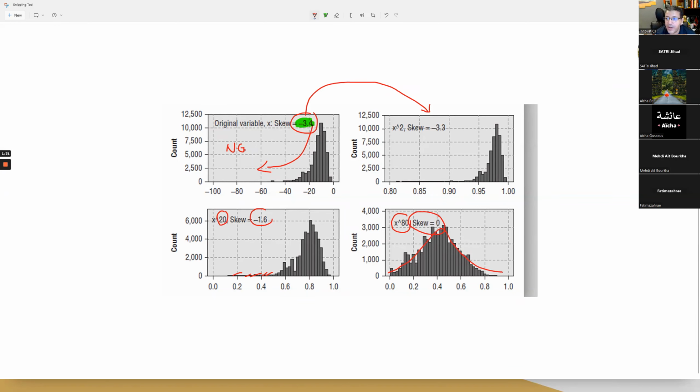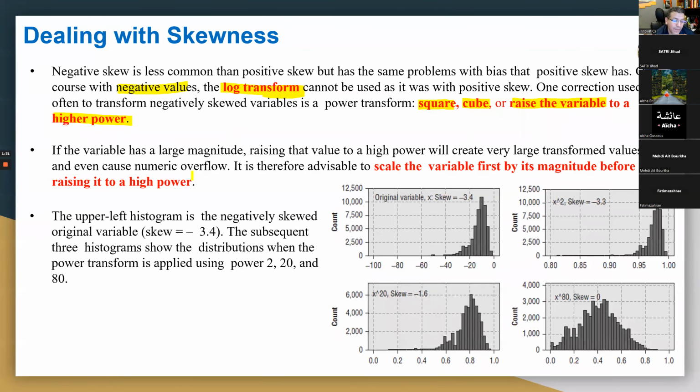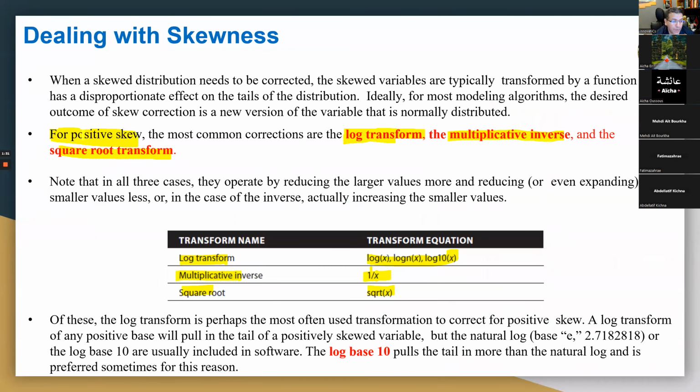So the first thing that you got to do as a data scientist is find out the type of the skewness that you have. If it's negative, then we are going to use the square, the cube, or raise the variable to whatever power. If it's positive, then we are going to use logarithm, log transformation, multiplicative inverse, or square root transform. And there are other methods that you can use.